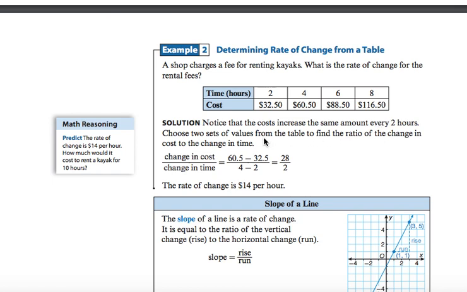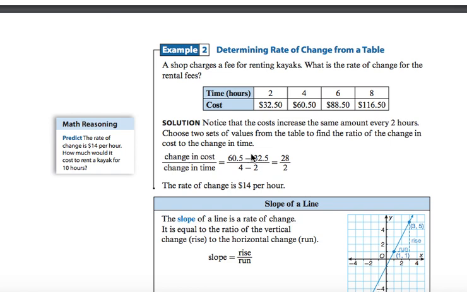Choose 2 sets of values from the table and find the ratio of the change in the cost to the change in time. So again, pick 2 points and then do your changes in the cost and the time categories. Here, the change in cost is going to be the subtraction of 60.5 minus 32.5. It goes up by $28 for every 2 hours. And then the hours are changing in increments of 2 as well, so you subtract those, 4 minus 2.